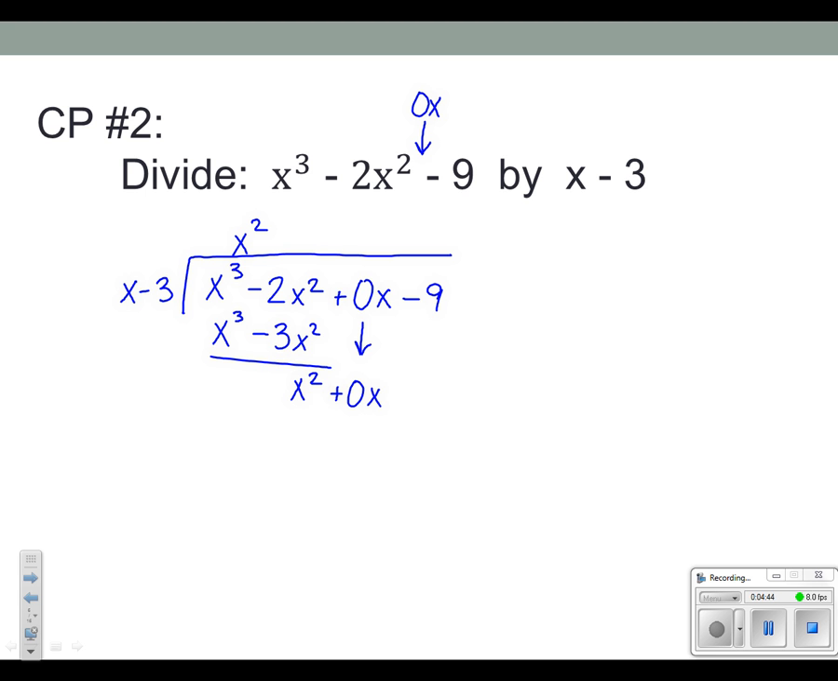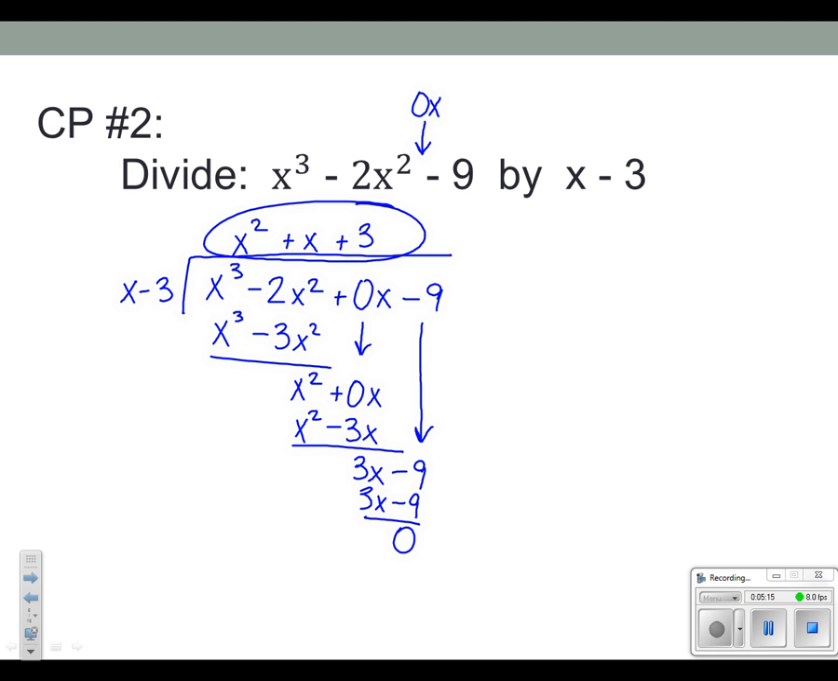x goes into x squared x times, so I get an x squared. x times negative 3 is negative 3x. Subtract. 0 minus a negative 3 is going to be 3x. Drop your next number. x goes into 3x a positive 3 times, and I get 3x minus 9, and it comes out even again. So my quotient is x squared plus x plus 3.